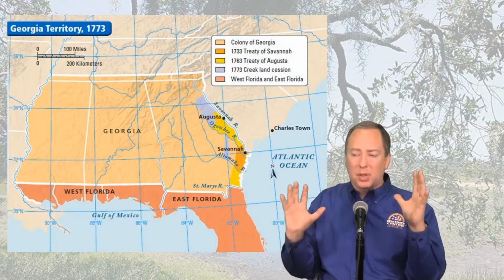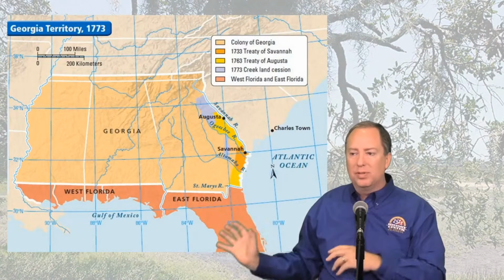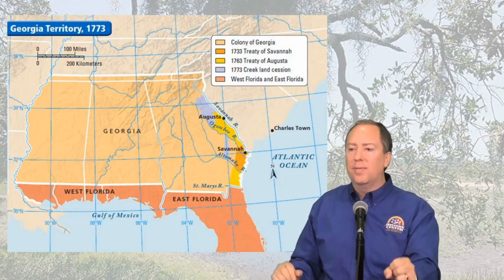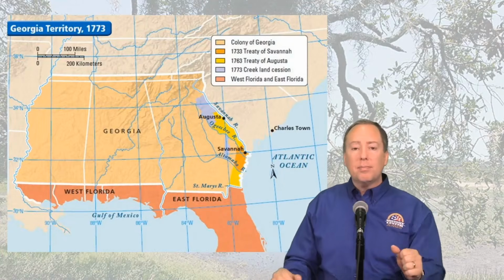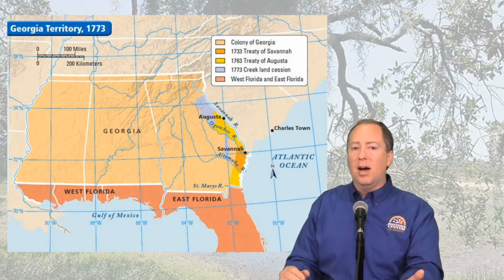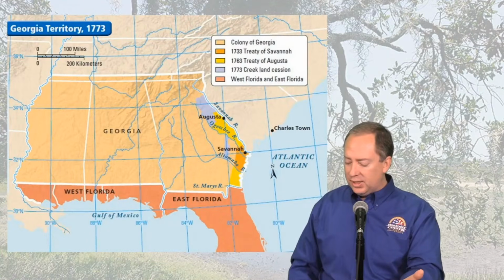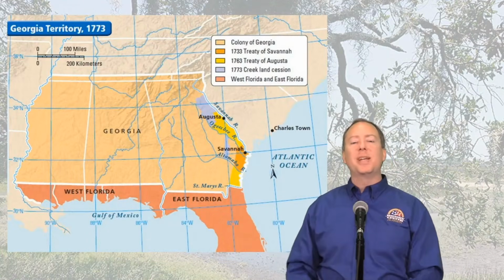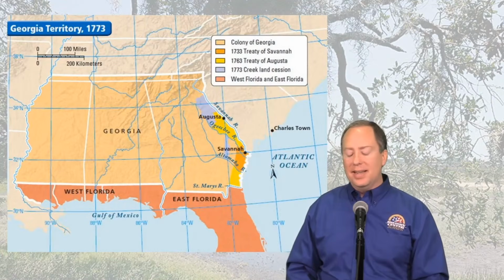And we are sort of surrounded by lots of native tribes. We've still got the Spanish to the south of us in East and West Florida. And so Georgia, even 20, 30, 40 years on, is still in a very precarious position. But as we know, it hangs on and continues.